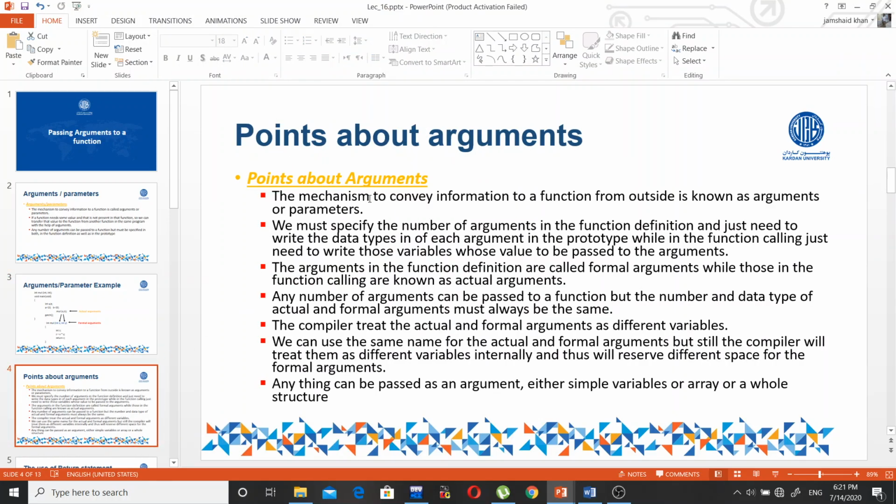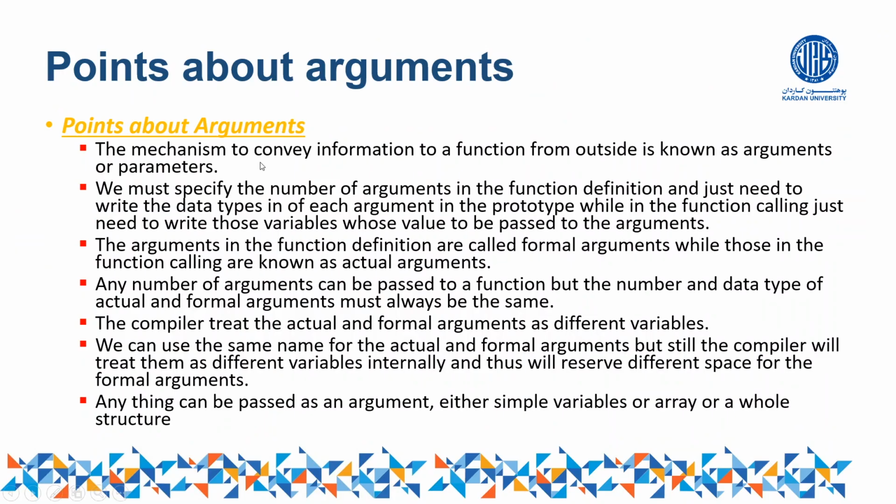Now, some of the important points about the arguments. So, what is an argument? The mechanism to convey information to a function from outside. Because in the example that you just saw, we basically conveyed some values, okay, from the main function. The main function was outside the MUL function. So this is known as arguments or parameters. We must specify the number of arguments in the function definition and just need to write the data types of each argument in the prototype.